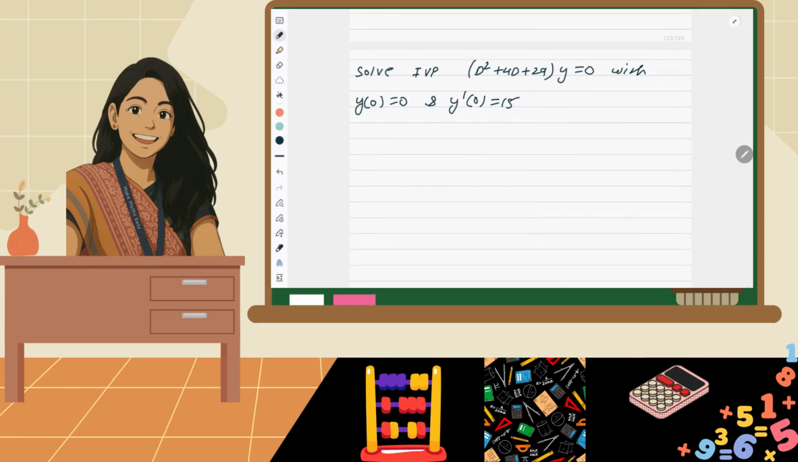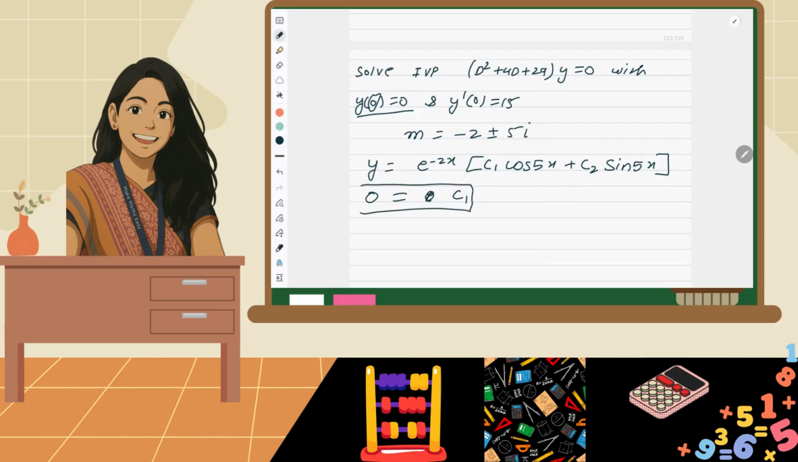Now this is D square plus 4D plus 29. If you solve, your m will be equal to minus 2 plus minus 5i. So what is your answer now in this case? So you will write down y is equal to e to the power minus 2x times c1 cos 5x plus c2 sin 5x. Correct? Now the first condition says that when x is 0, y is 0. So put. So e to the power 0 is 1. So c1, what is cos 0? Cos 0 is 1. What is sin 0? 0. So c1 value I got as 0.